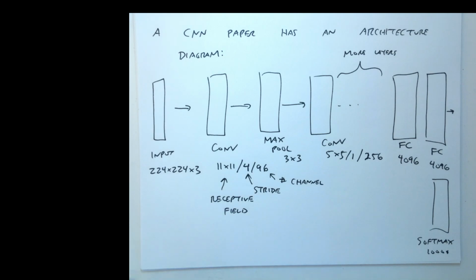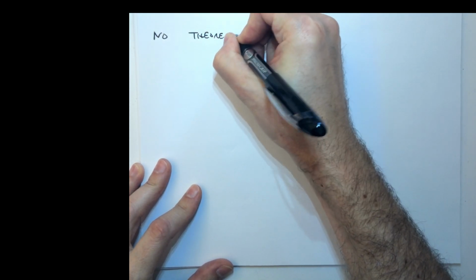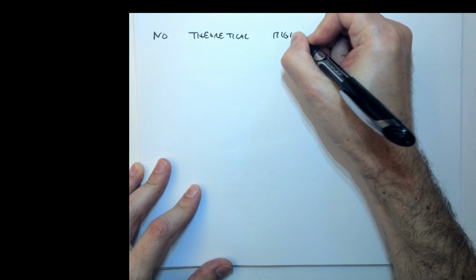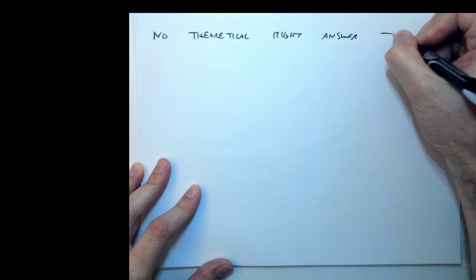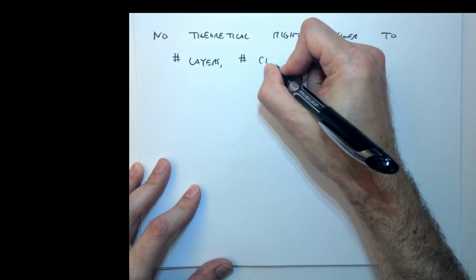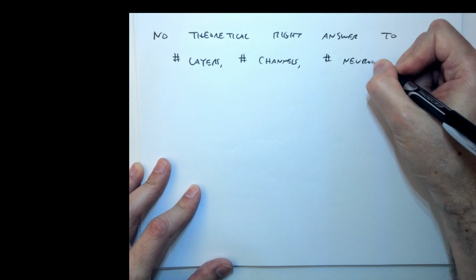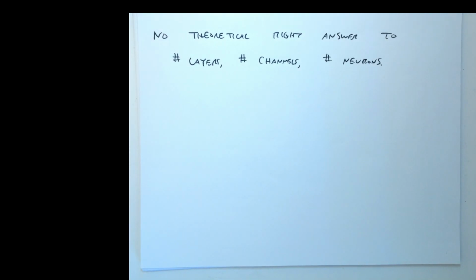And so let me just say that there's no theoretical right answer to the number of layers, the number of channels, the number of neurons. There are rules of thumb that people use. If you just load up PyTorch and say, give me a network, it will make some reasonable assumptions maybe about things, although you, as a user, probably still have to design some of this stuff, right?